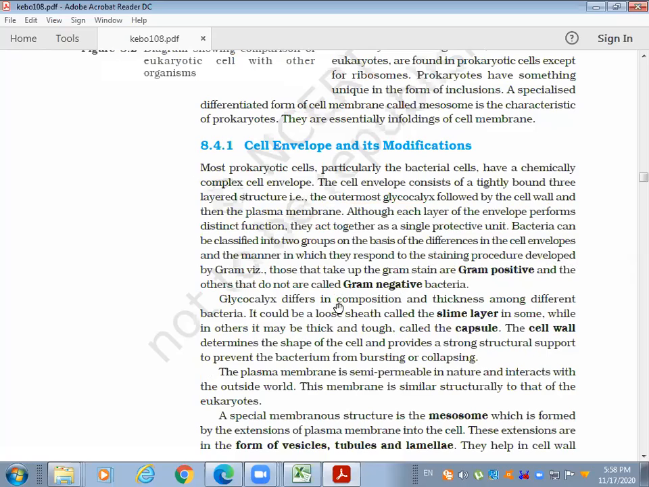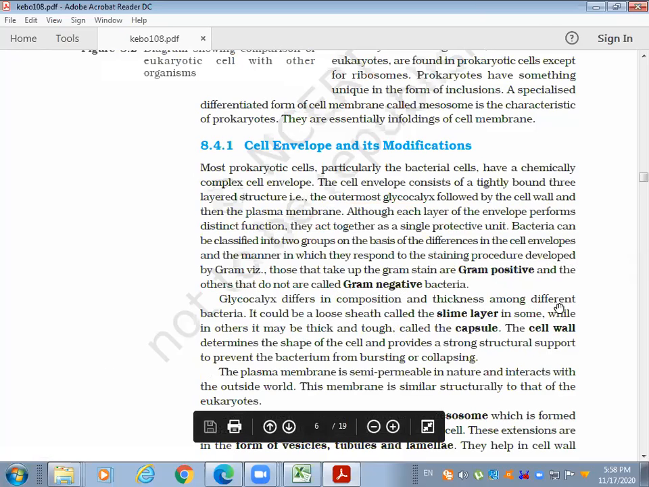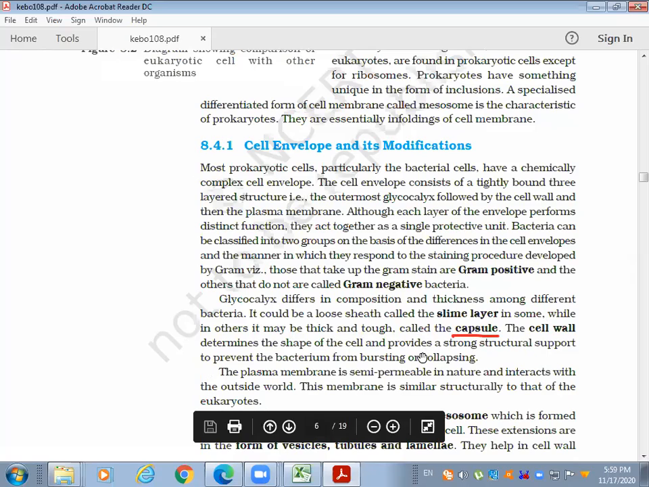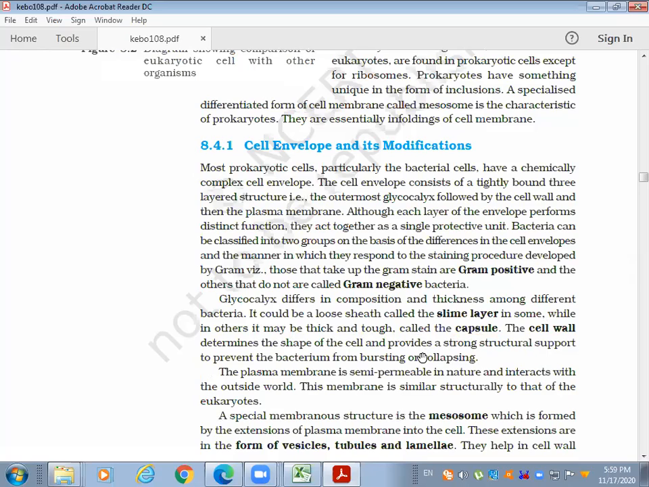Glycocalyx differs in composition and thickness among different bacteria. It could be a loose sheath called the slime layer in some, while in others it may be thick and tough, called capsule. The cell wall determines the shape of the cell and provides strong structural support to prevent the bacterium from bursting or collapsing.